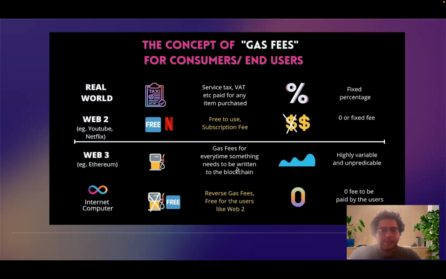As you can see here, there are gas fees every time something needs to be written to the blockchain, and they are variable, volatile, and unpredictable. But on the Internet Computer, there's a reverse gas fee model, and it is free for the users, just like Web2, and no fee is paid by the user. So it enhances the user experience immensely. It offers a user experience similar to the Web2 applications we have today. It's a great feature for mass adoption of Web3 applications on the Internet Computer blockchain.